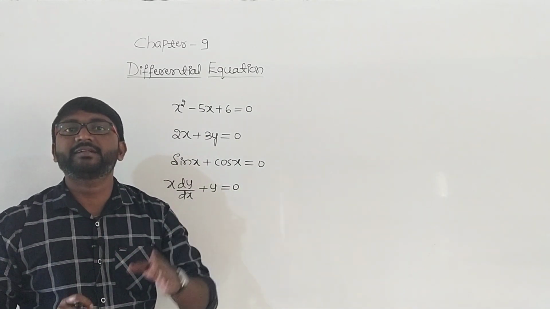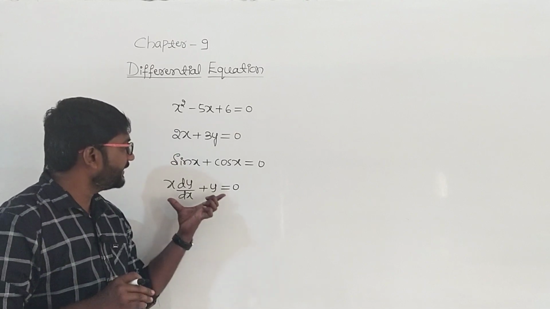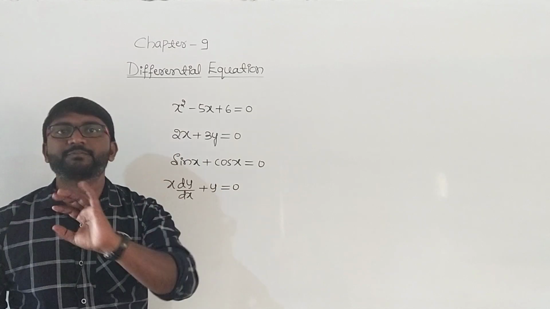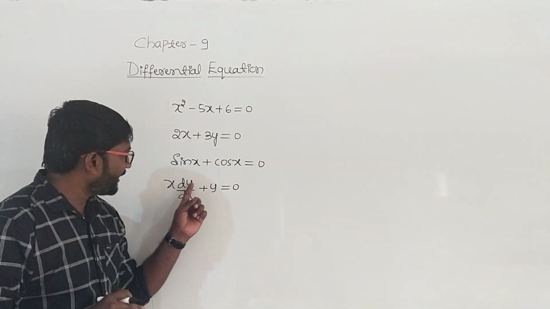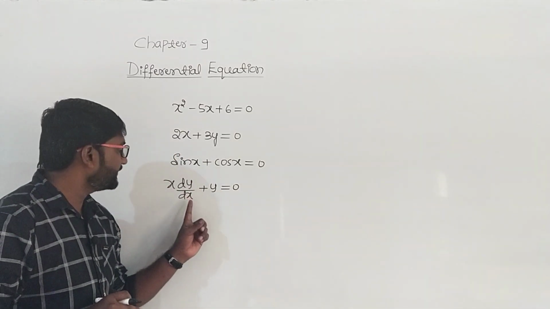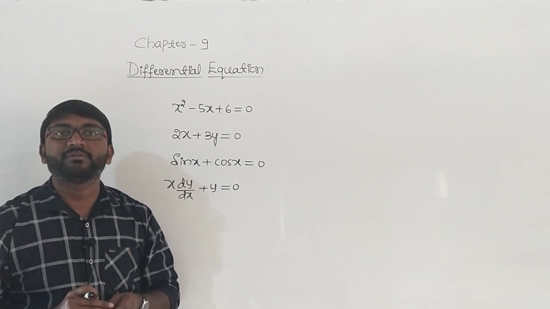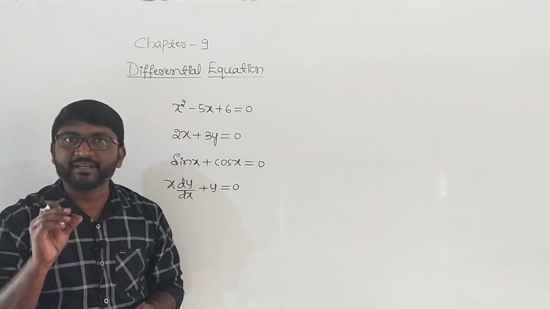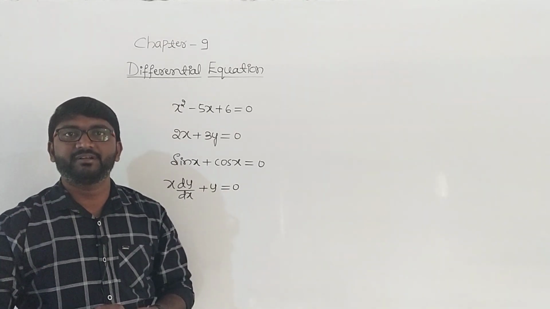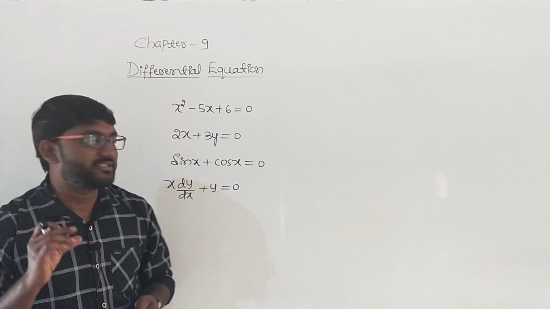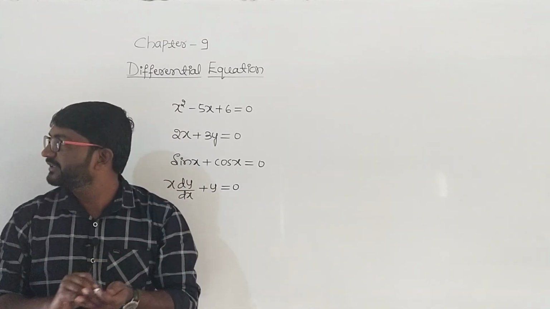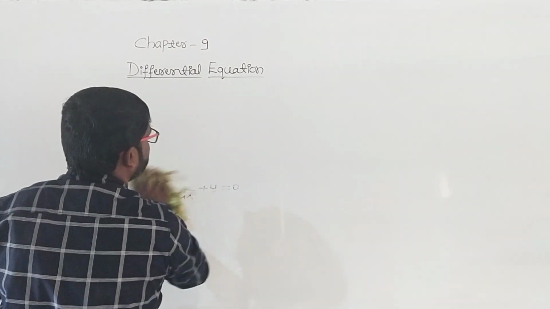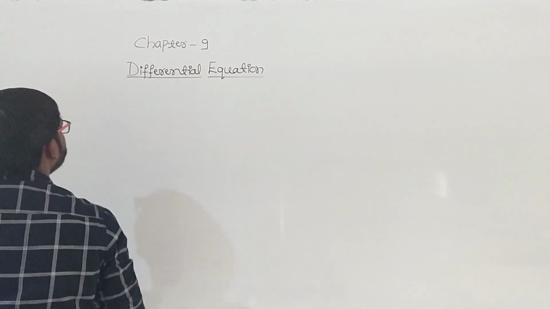What is the exact definition of a differential equation? This equation involves the derivative of the dependent variable with respect to the independent variable. Here y is the dependent variable whereas x is the independent variable. An equation involving the derivative of the dependent variable with respect to the independent variable is called a differential equation. That is the definition of the differential equation. We'll write the definition and then we'll go for the types of differential equations.